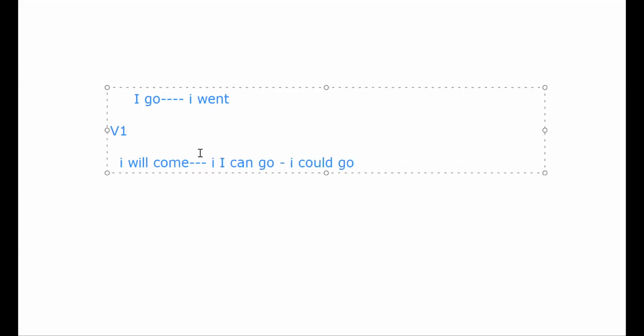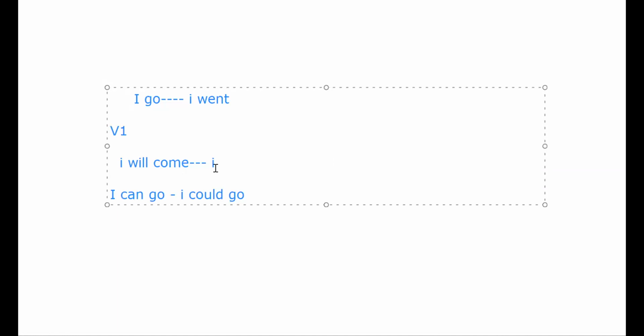Suppose if I say, I go. If I ask you to change this into past, you say, I went. That is correct. But if I ask you to change, I will come, change this into past, I would come. So I repeat, after these modal verbs, you have to use V1, right? But after this, if you have, then obviously V3 form.